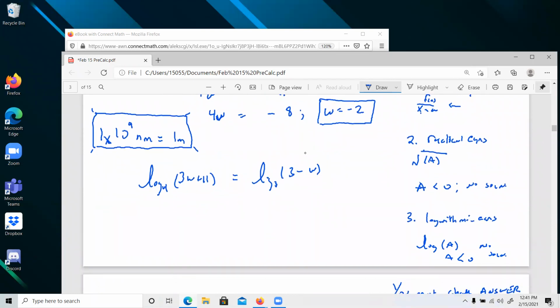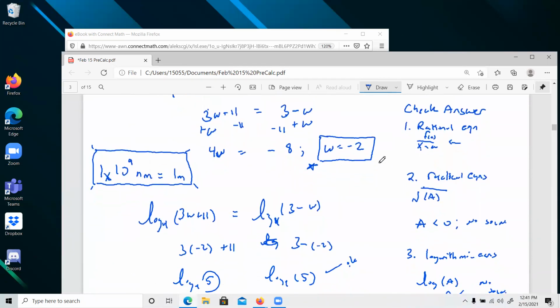If I plug in 3 times negative 2 plus 11, that's still a positive number, right? That's log base 4 of 5. And if I plug it in over here, that's 3 minus a negative 2, I get log base 4 of 5. So those 5s are what you're looking for. Are these positive? Yes. So we're okay. So even though it looked like that wasn't going to work, it does, because when we put it back into the equation, we get positive numbers.